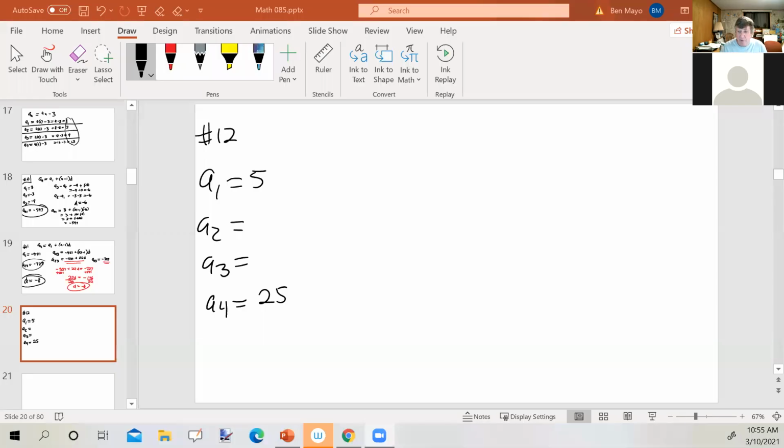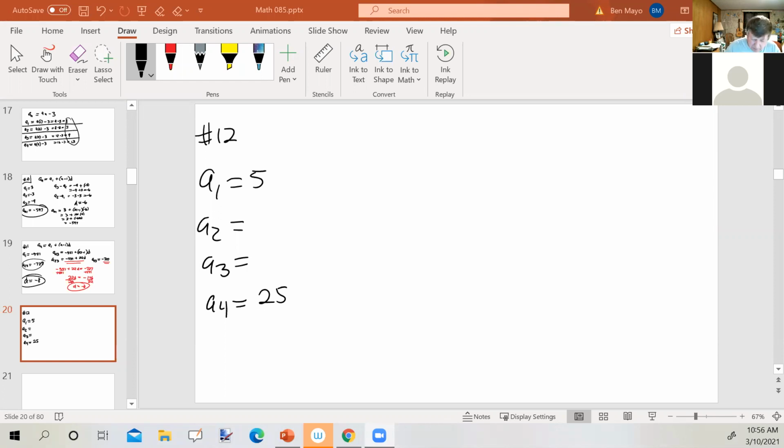So this is what I know. The first term is 5. Two arithmetic means would be the second and third term. The fourth term is 25. It seems to me like if we could find the common difference, we would be in. So this is basically like the last problem at this point. Let's see, is that what we did?